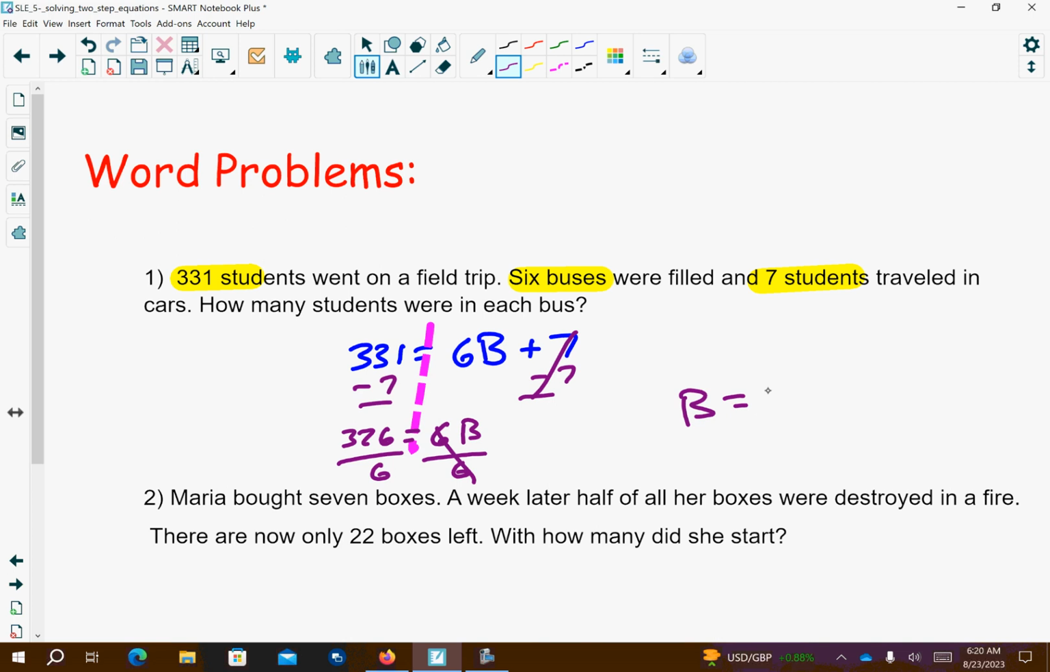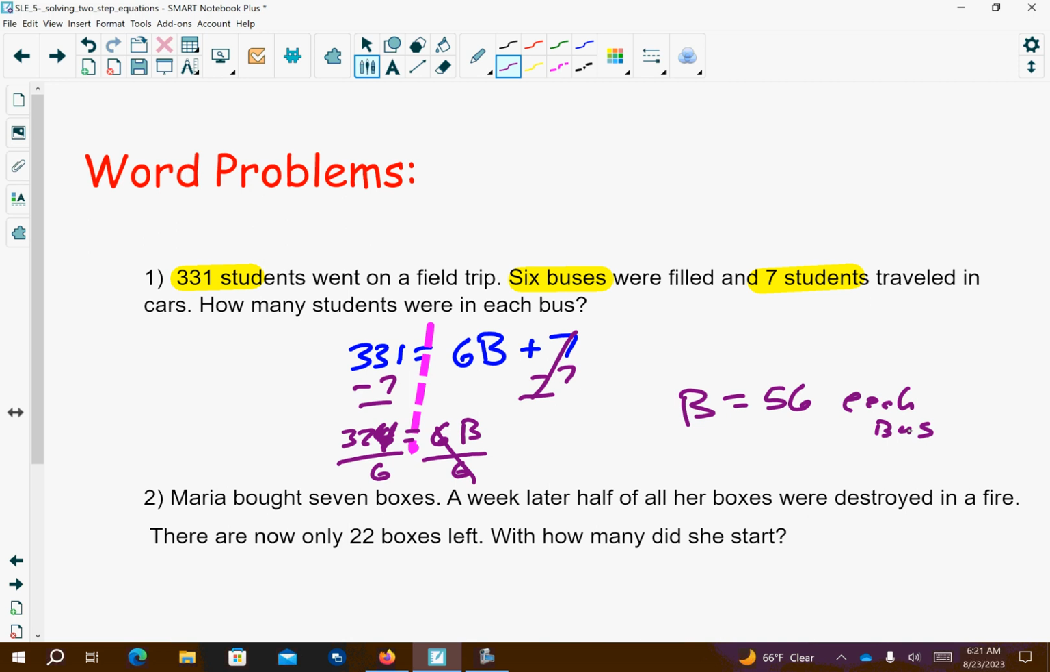Oh, this should have been a 4. This should have been a 4. I'm sorry. I didn't use a calculator. I made a mistake. So that is going to give me 56. So 56 kids were on each bus.